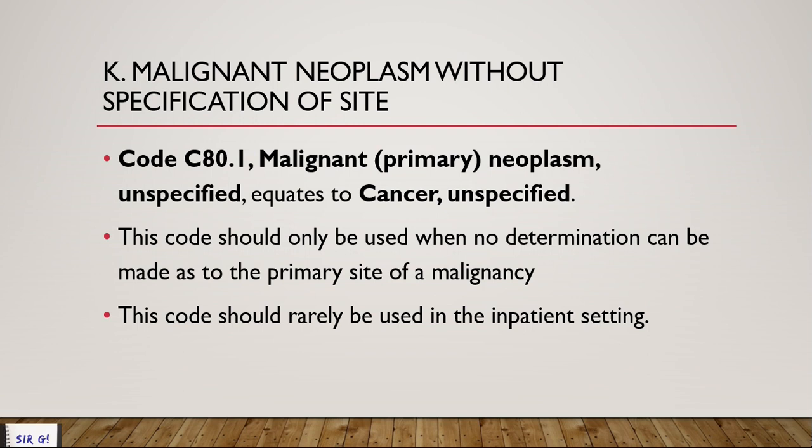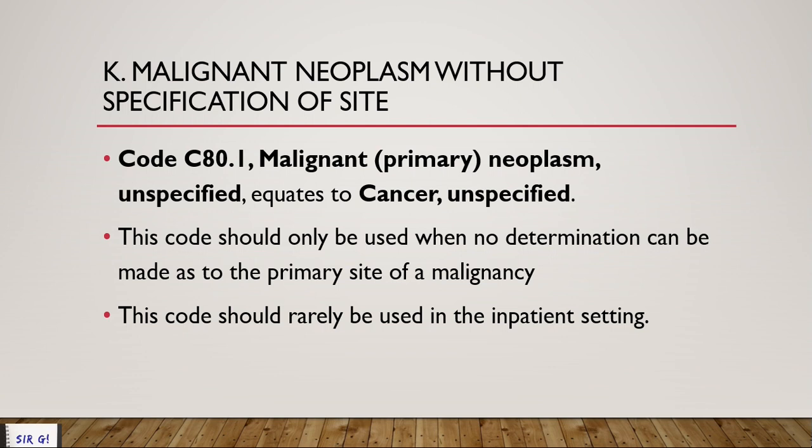This code should rarely be used in the inpatient setting. So it's rare that you can find it in the inpatient setting, but most of the time you can find this in your questions in your exam. Now, for example, the patient came in for the treatment of a secondary cancer and they did not specify any primary cancer, so you may end up using C80.1 because, as I mentioned a while ago, you always need to have 2 codes when you have your secondary malignancy documented in this scenario.